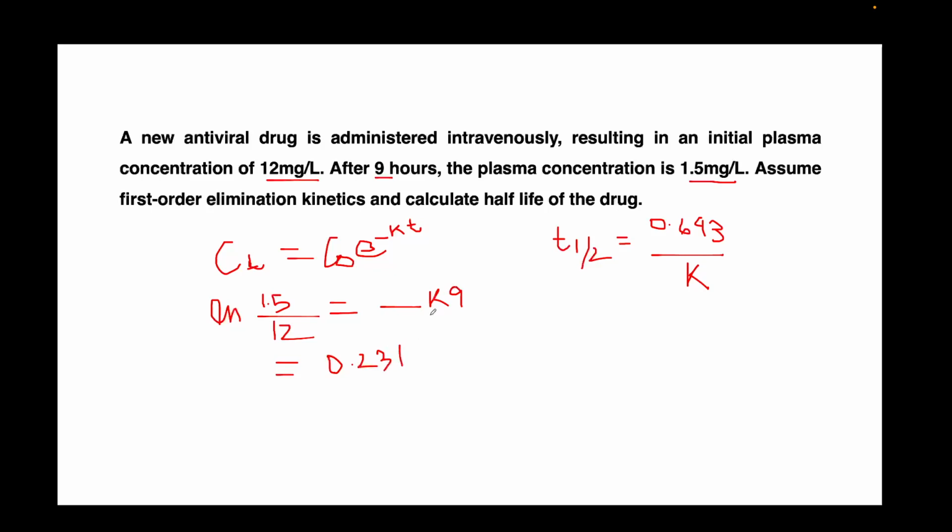Now that we have the rate constant, we have to put that in this to get the half-life of the drug, which is 0.693 upon K. So 0.693 upon 0.231 will give us 3 hours basically. So the correct answer is 3 hours.